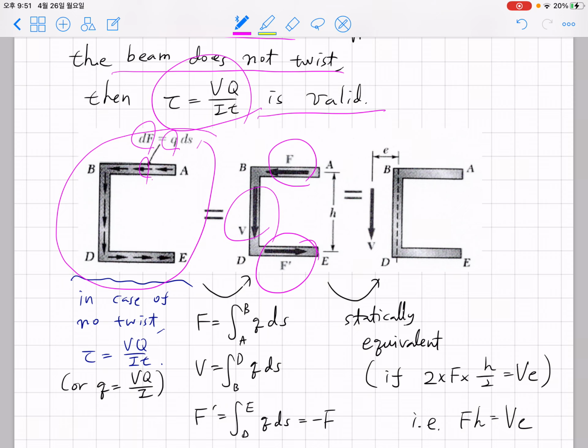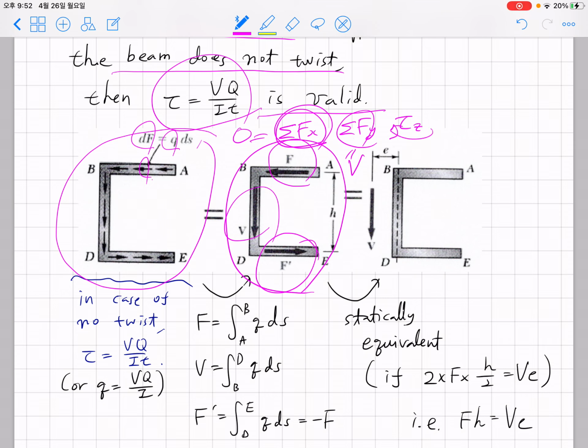Now what you can realize here is this is the case when there is no twisting, and we can think about a statically equivalent problem. For a statically equivalent problem, you have to have the same force in x direction, the same force in y direction, and the same torque. Let's say that the torque is in this direction. If you look at the original problem, the summation of force in x direction is 0, the summation of force in y direction is V, and the torque is a counterclockwise torque.